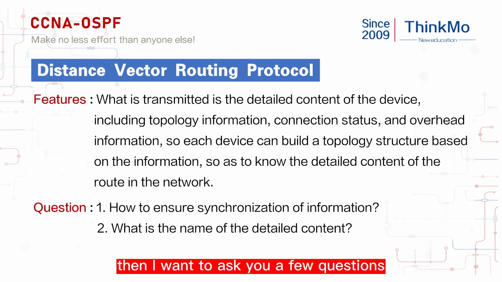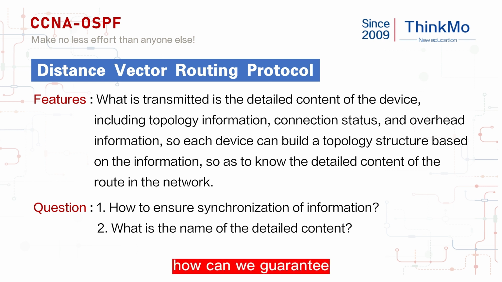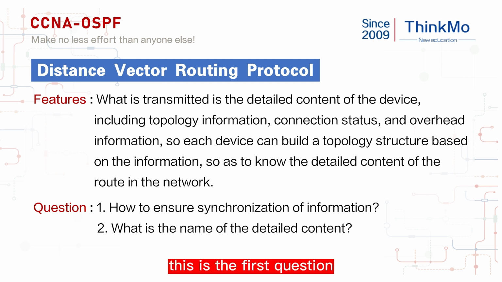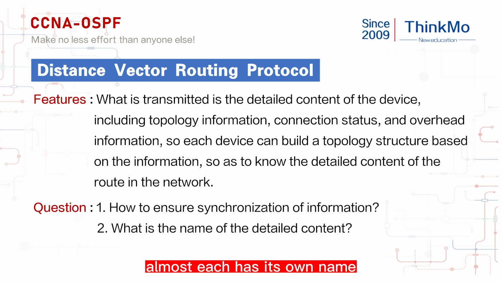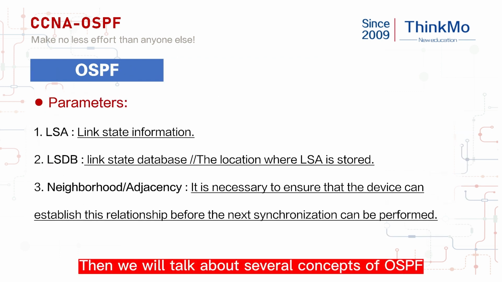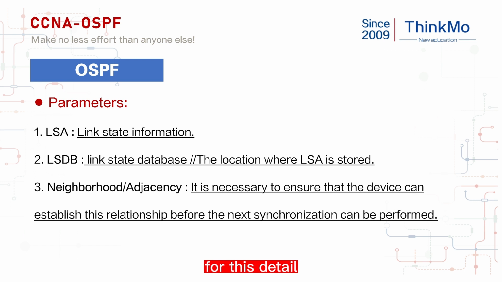Then I want to ask you a few questions. How can we guarantee that this information will be synchronized? This is the first question. The second question is, what is the name of this detail? It's not the name, it's called details. In the network, anything professional almost always has its own name. Then we will talk about several concepts of OSPF. For this detail, it has its own name, called LSA.